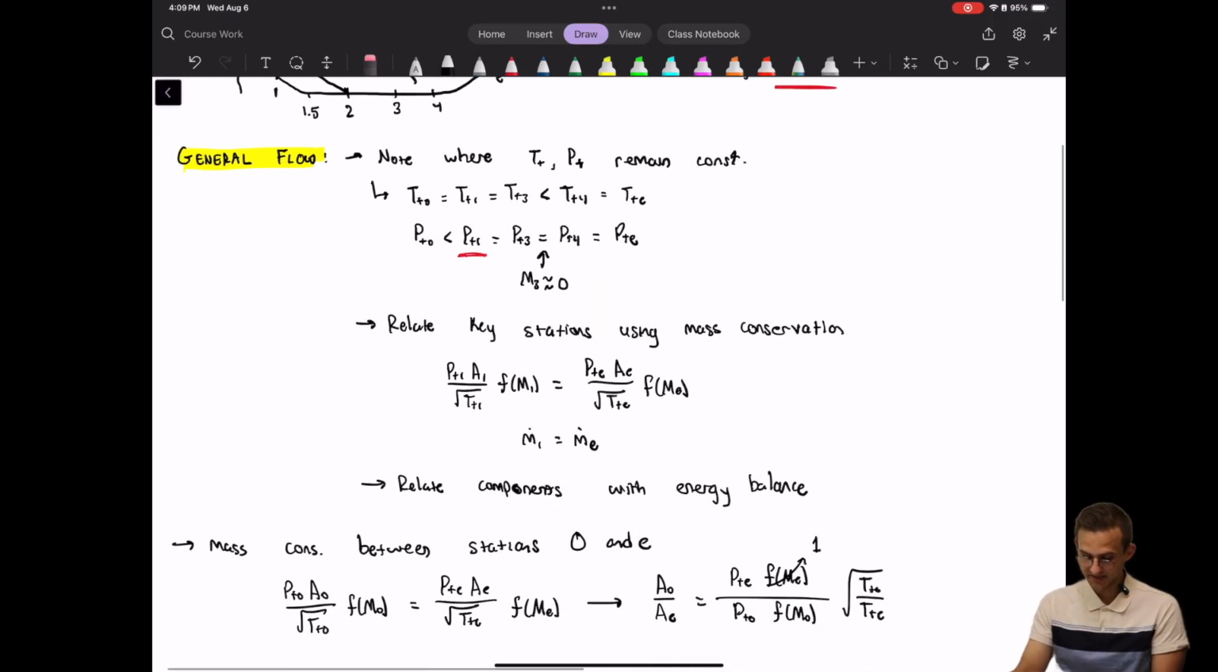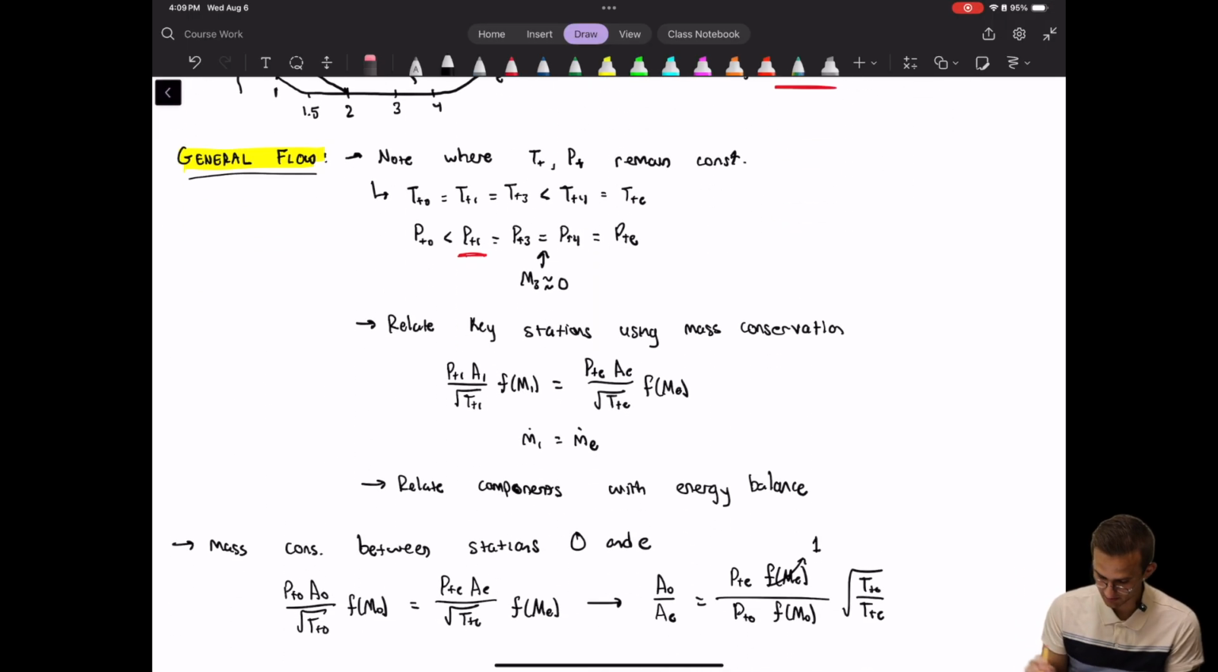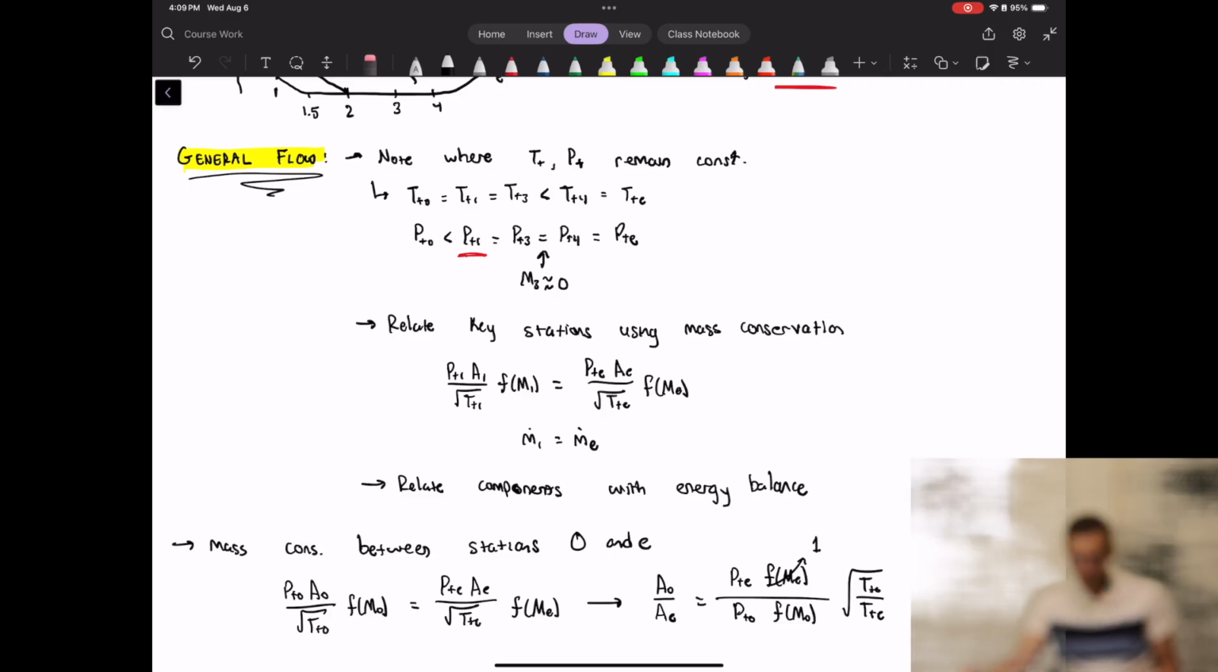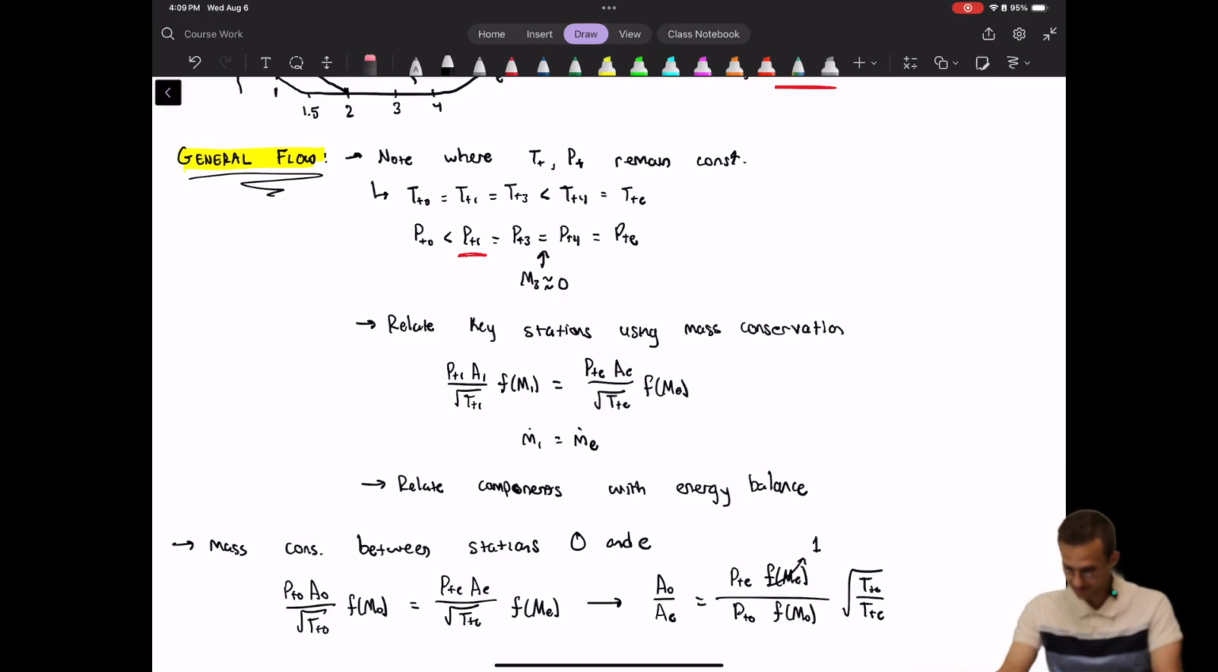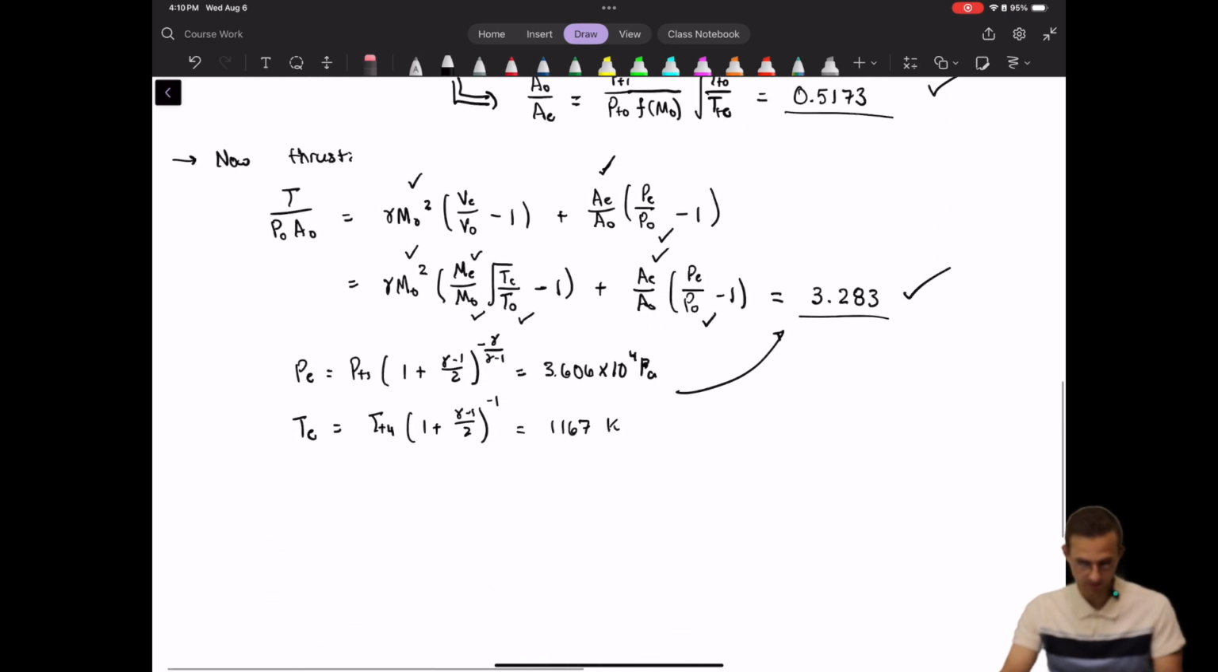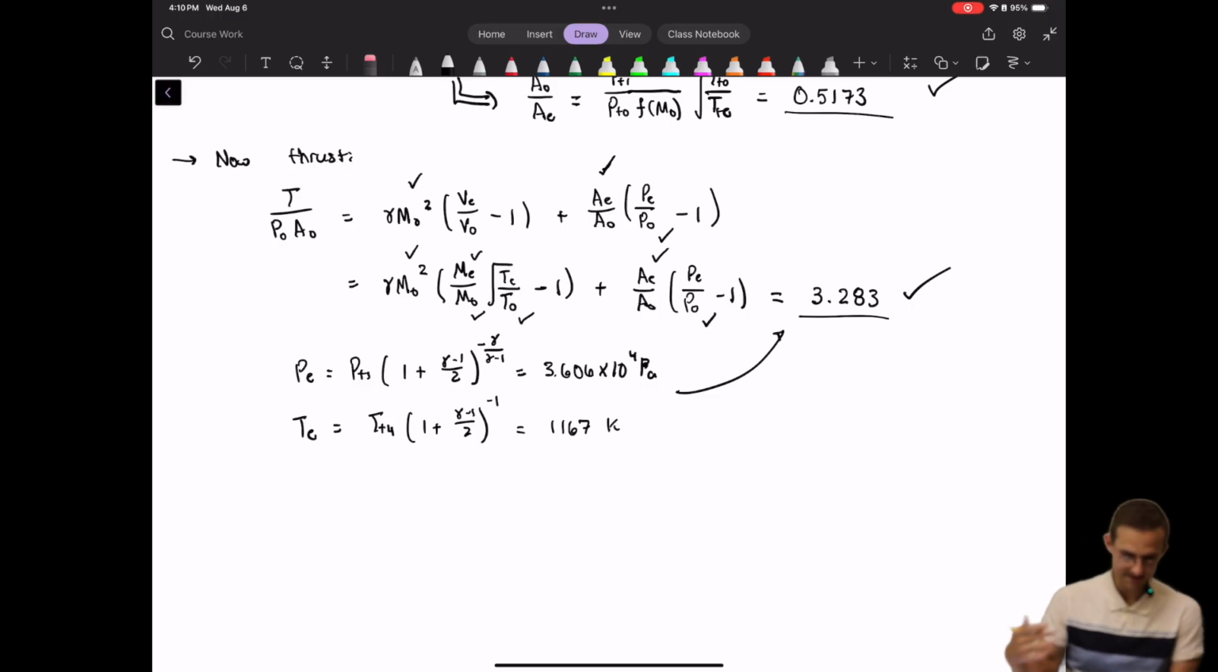But the big takeaway here is really this general flow. If you can do those 3 steps with every single one of these types of problems, you'll get a good start on the problem, like I said before. Okay, so that is that example for the ramjet. Now let's move on to the turbojet.